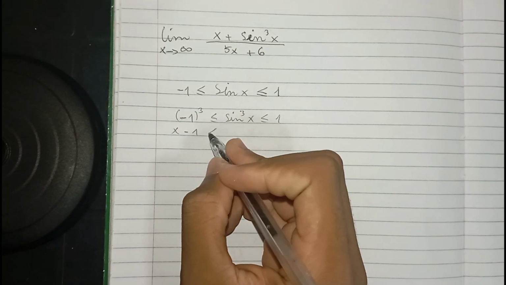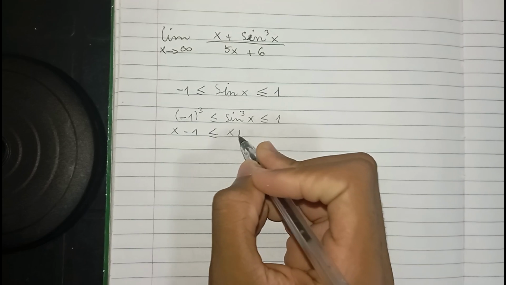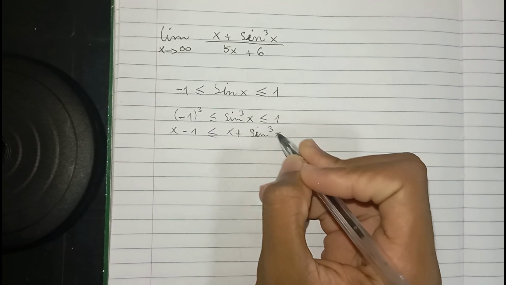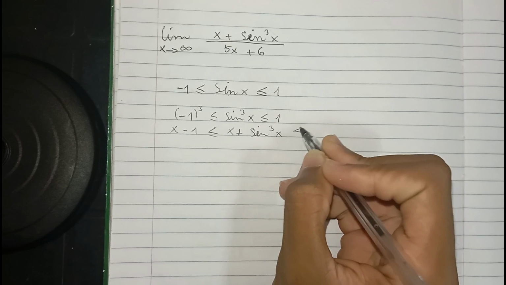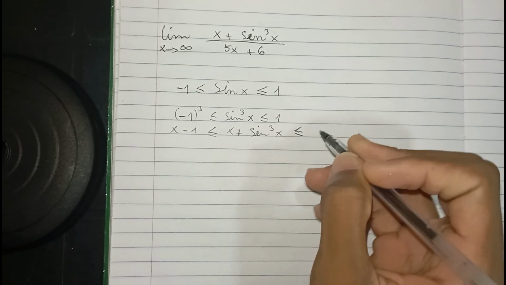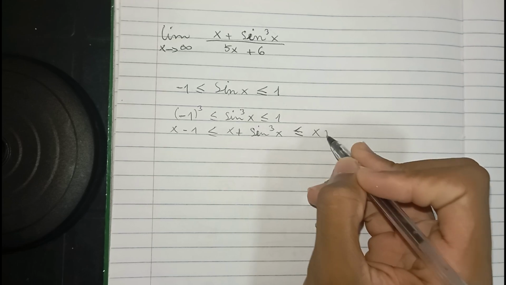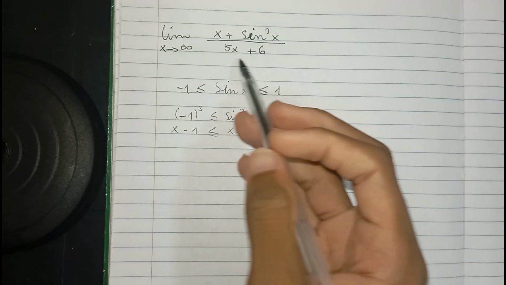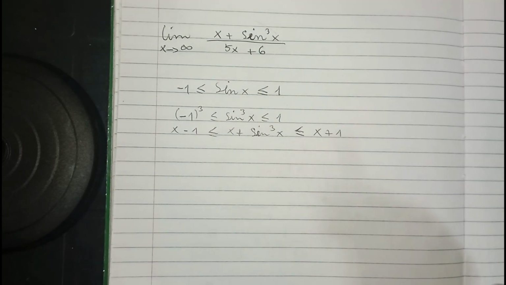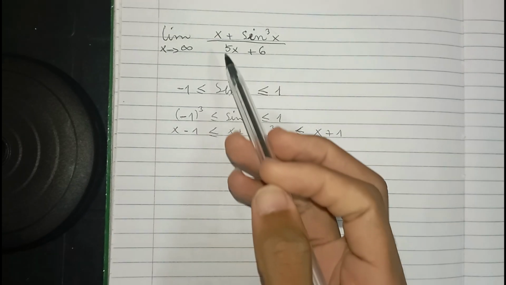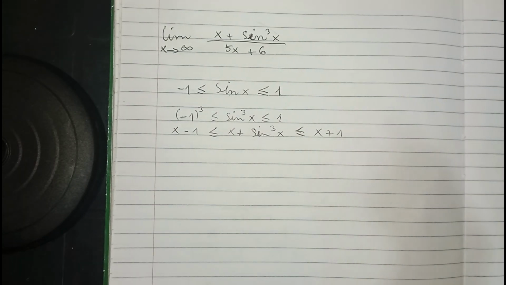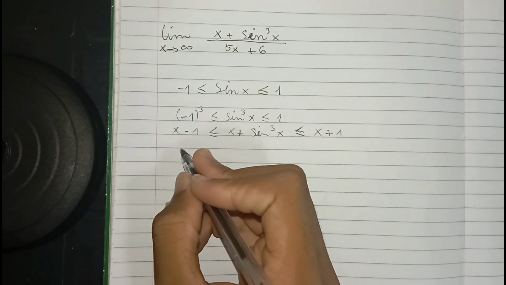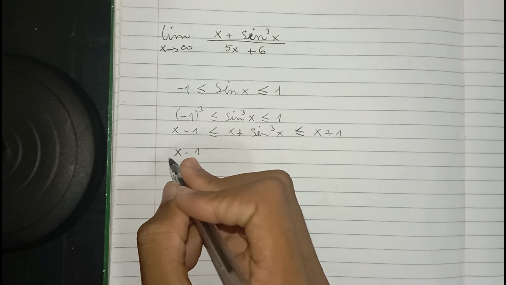Is less than or equal to x plus sine to the power of 3 of x, which is less than or equal to x plus 1. So I can divide every member by this, right? I can do this because it's positive, we're taking positive numbers. x is taking positive numbers. I can do that, nobody will judge me.